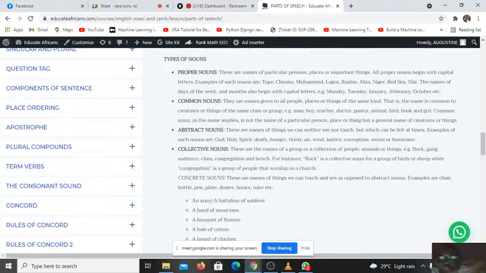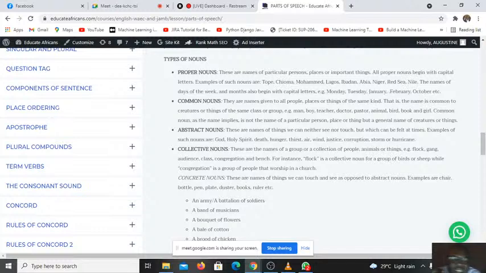So flock is when you have plenty of sheep. Gang of criminals. Audience, people listening to an event. Class of students, plenty of students in a class. Congregation of people in the church worshiping. Bench of lawyers. So for instance, a flock is a group of birds or sheep, while congregation is a group of people that worship in the church.